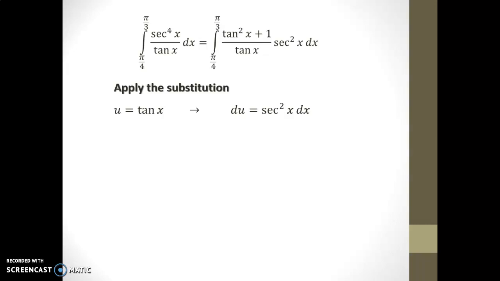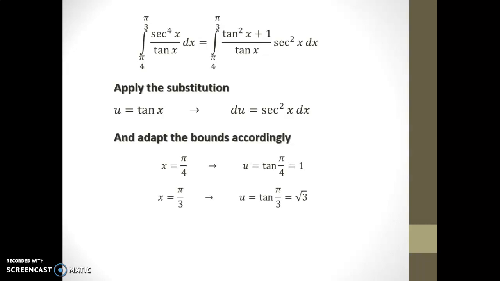Let u become tan of x with du equals secant square x dx. As this integral has bounds, we will adapt the bounds along with the u that we've chosen. The bottom bound, pi over 4, has a corresponding value for u, which is tan of pi over 4, which is 1. The upper bound, pi over 3, has a corresponding value for u, which is tan of pi over 3, which is root of 3. And therefore, our integral in terms of u is a combination of powers with new bounds for u themselves.